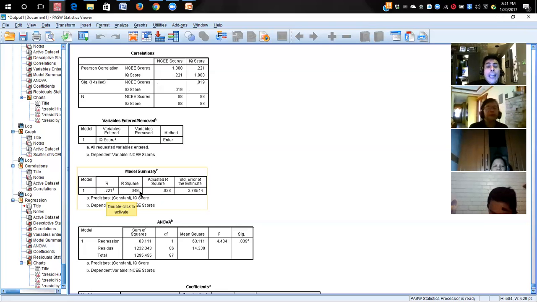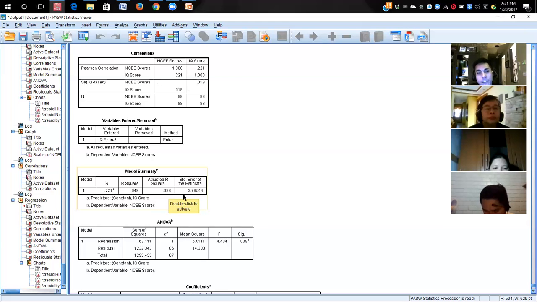It only accounts for 4.9% in terms of the shared variance between the independent variable and the dependent variable. Your adjusted R-squared is 3.8%. That's slightly lower than your R-square.